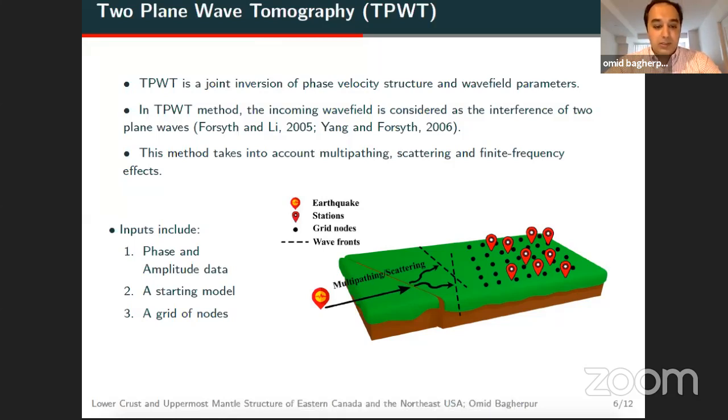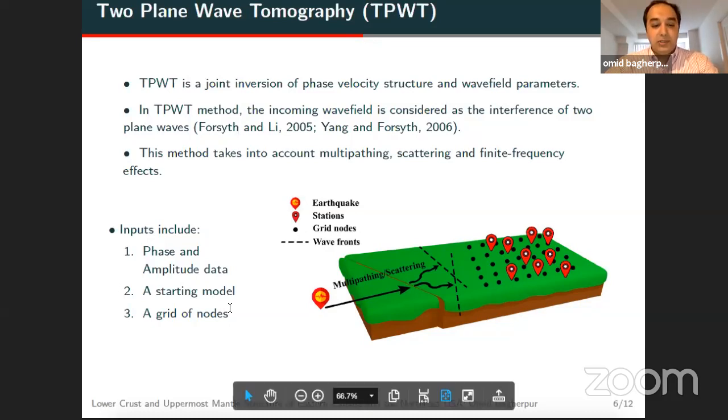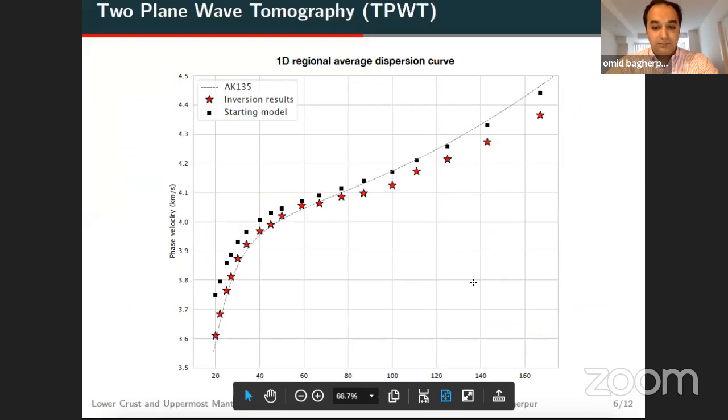This method was also further developed to take finite frequency into account. That is a more accurate representation of the sensitivity of the waves. We need 3 inputs: phase and amplitude data, to which we can apply a Fourier transform on the time series; a starting model, for which I use the continental scale model by Schaeffer and Lebedev 2014; and we also need a grid of nodes, which is over here. You can see them as the black dots in this cartoon.